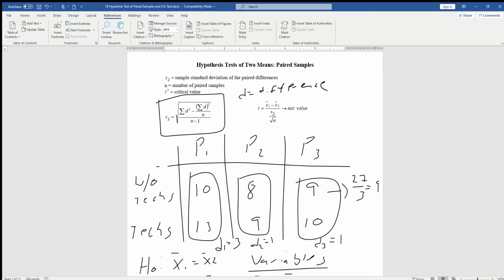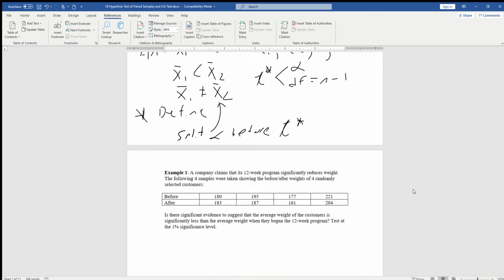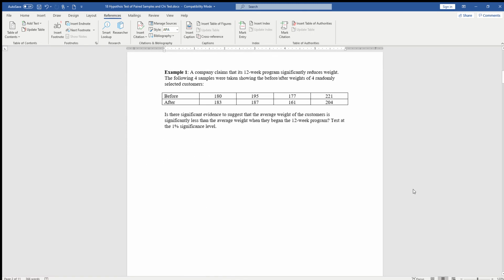And then finally, we get a test value. Test value is computed by the difference in the sample means divided by SD bar divided by the square root of n. From there, we can go through and do the computation and then determine if we're going to reject or fail to reject the null. So let's jump into an example.